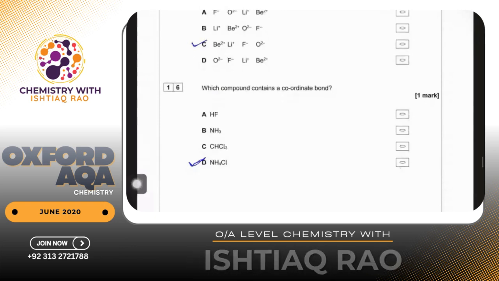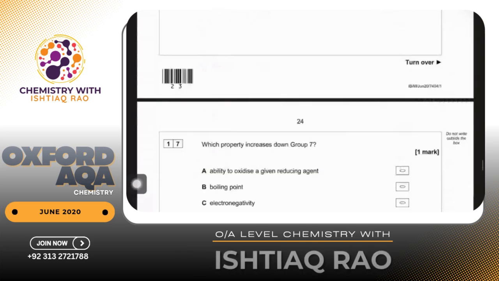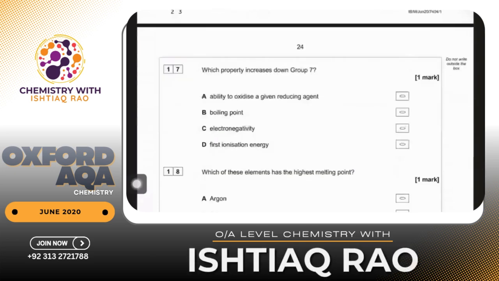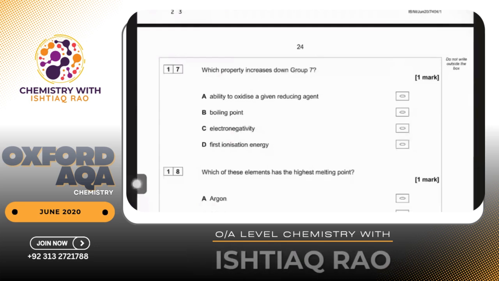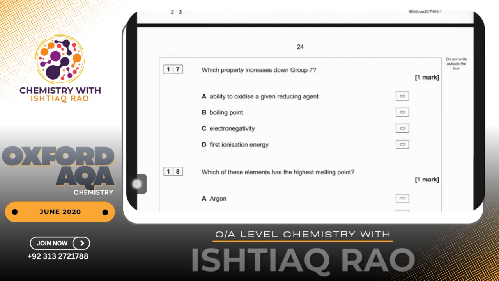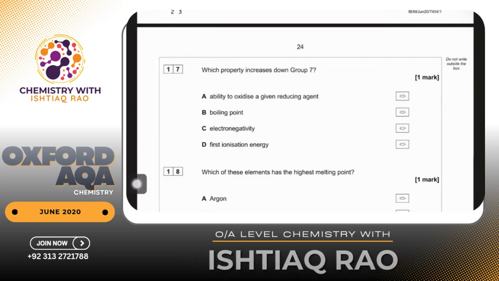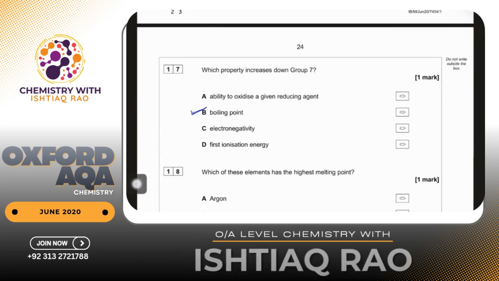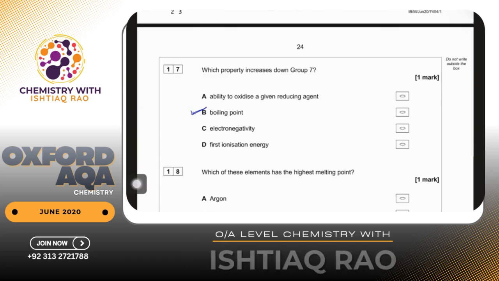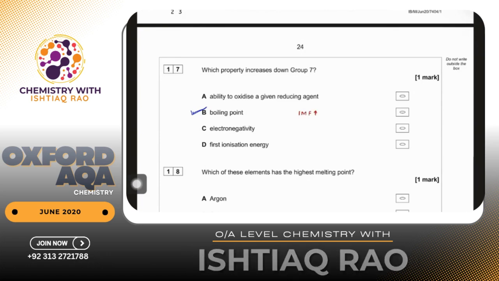Which property increases down group 7? So I can say ionization energy. No. Boiling point, yes, boiling point increases. You know why? Because down the group, IMF increases. Why? Because the number of electrons increases. That's why.